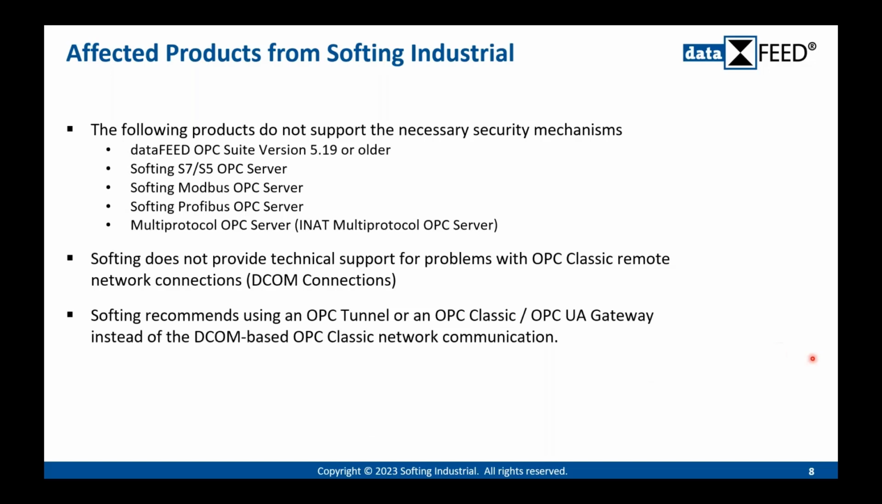Softing has also some affected products which are not ready for these Microsoft changes. For example, the Datafeed OPC Suite version 5.19 or older. The same is with the Softing S7 S5 OPC server, the Softing Modbus OPC server, Softing Profibus OPC server, and the multi-protocol OPC server, which was formerly called INAT multi-protocol OPC server. All these 5 products with a related version are not able to communicate after this Microsoft patch is installed.